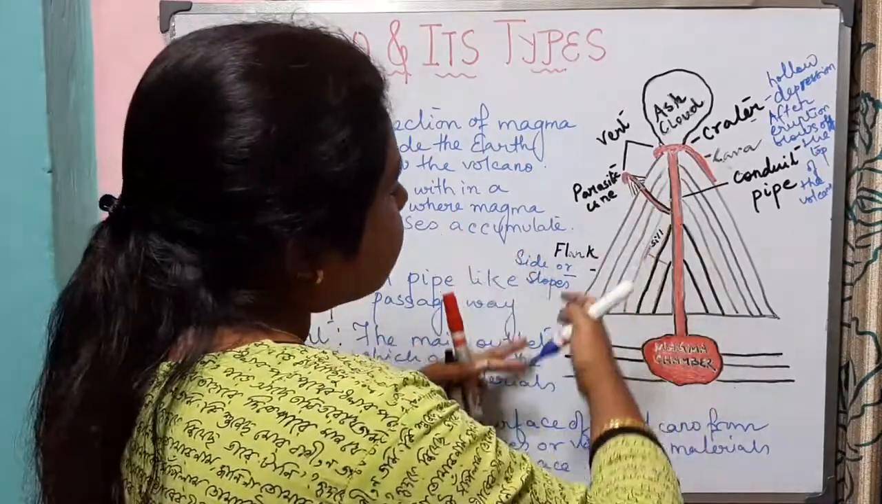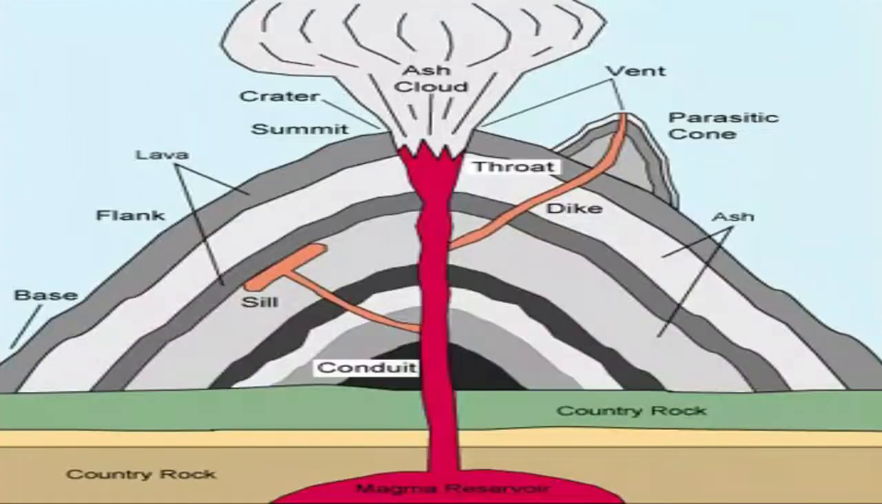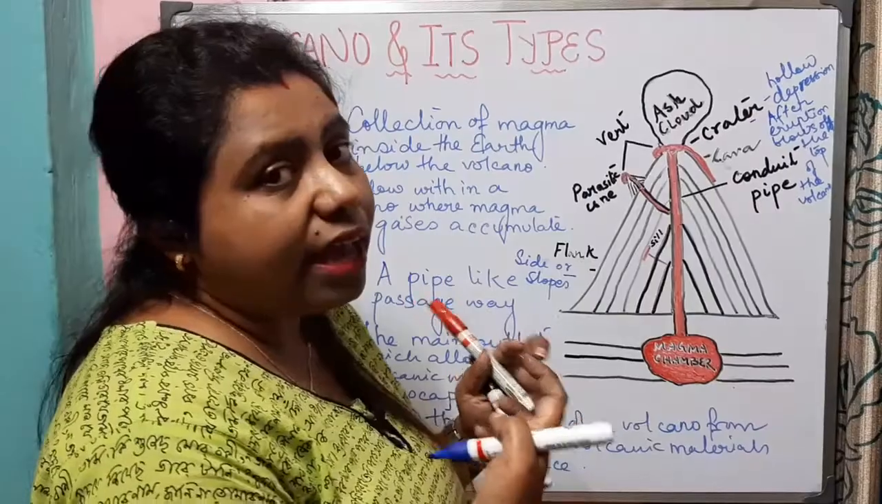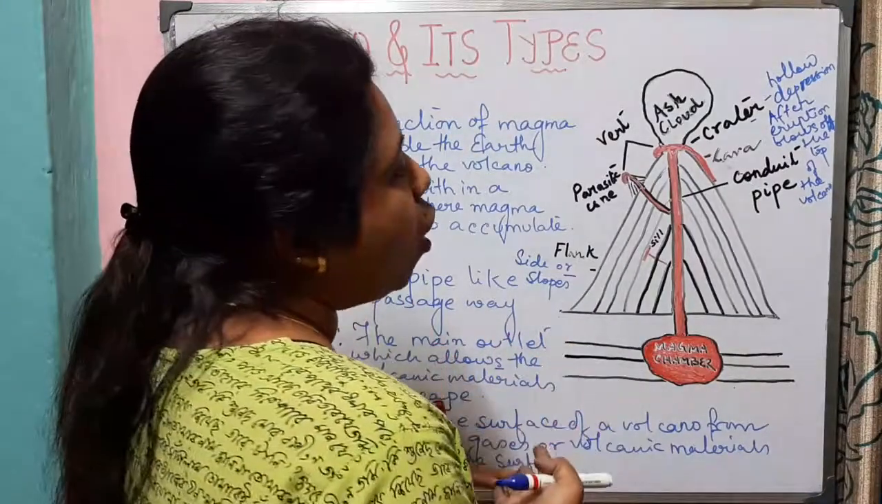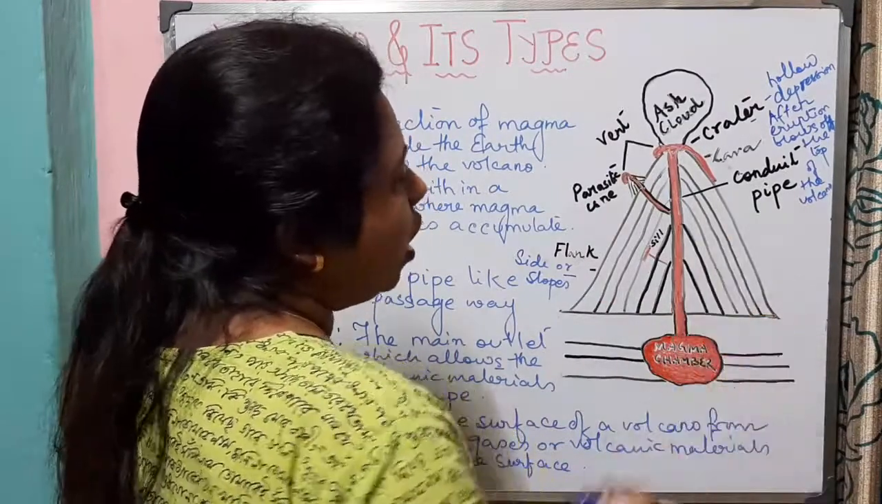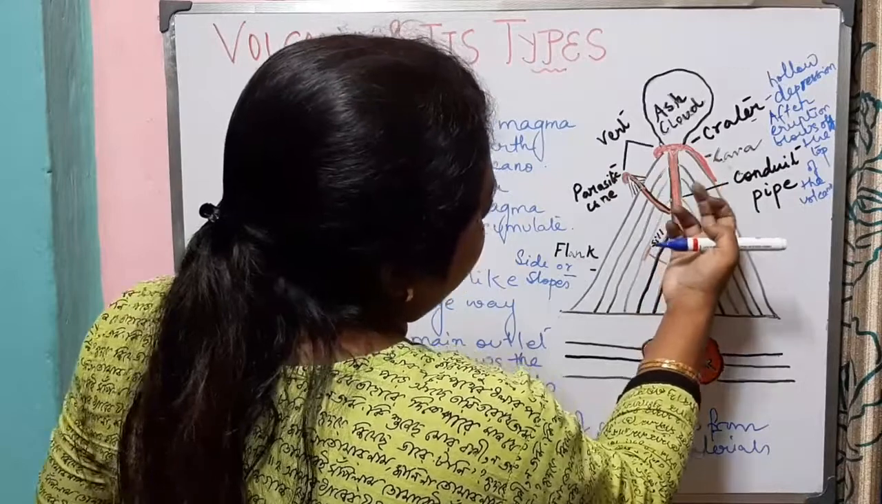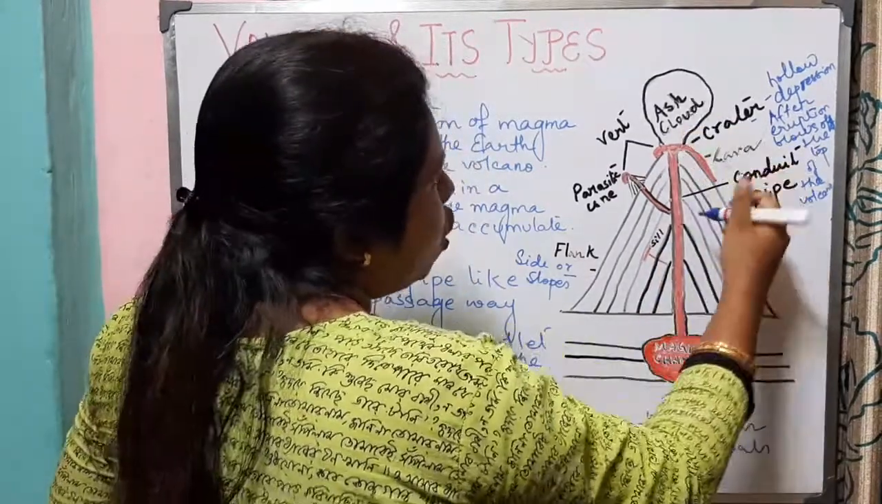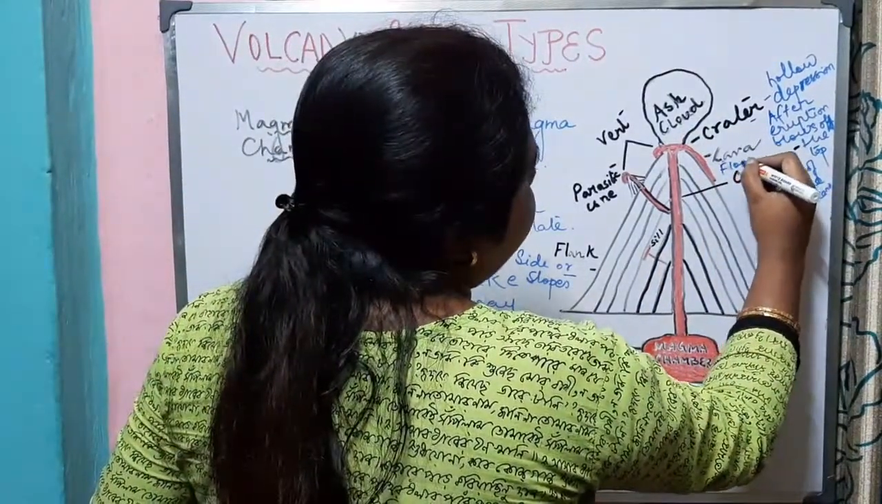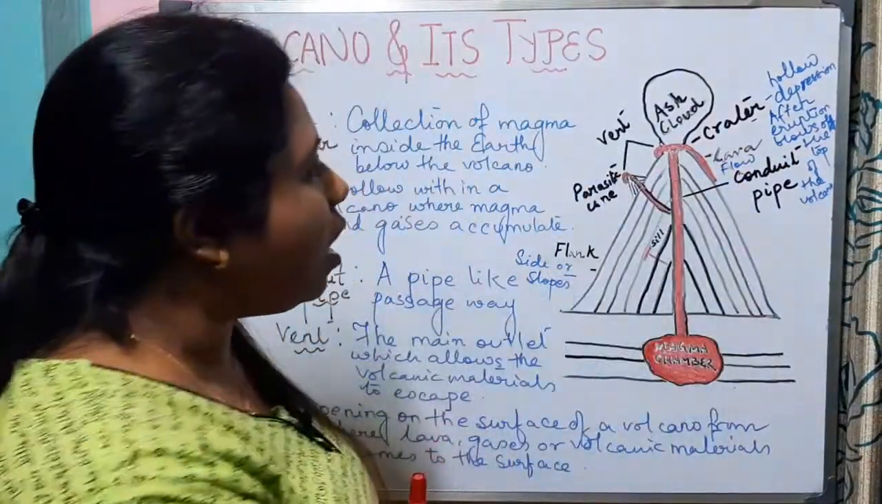Now, the gradient of the slopes depends on the intensity of the eruption and the type of the material that comes out. If the volcanic eruption is explosive, then it will cause a steep gradient or steep slope. If the eruption is slow, then it will cause a gentle gradient or a gentle slope. Now, here you can see that the lava that comes out is fluid in nature, so it will flow. So we call it a lava flow. So this one is called a lava flow.